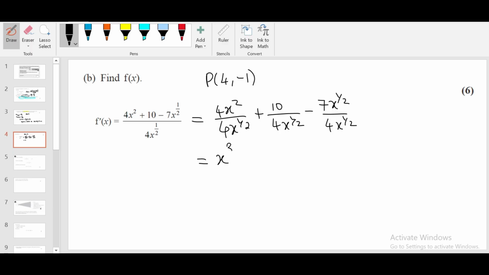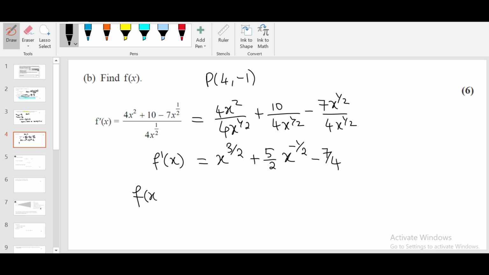X power 2 minus half is 3 over 2. 10 over 4 is basically 5 over 2. Put it as x power minus half. X power half will be cancelled. You will get 7 over 4. That's f dash of x. Now we have to find f of x.